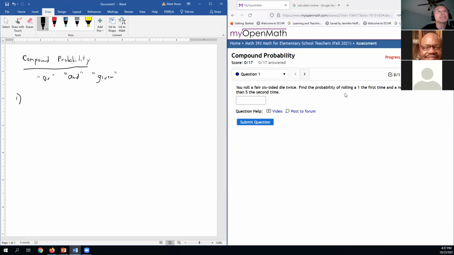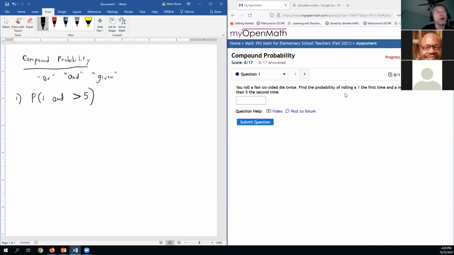In problem one, it says you roll a fair six-sided die twice. Find the probability of rolling a 1 the first time, and a number greater than 5 the second time. So let's get these. First one, these are independent of each other. The one die doesn't affect the other.